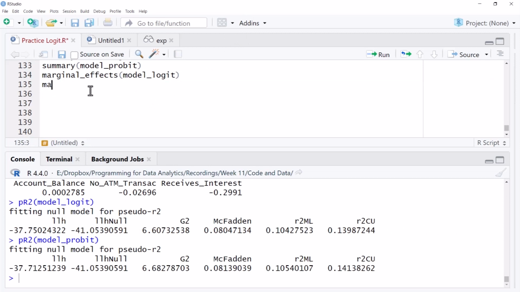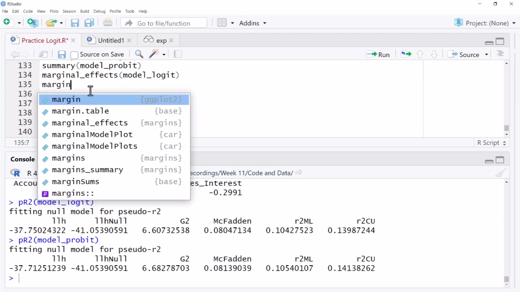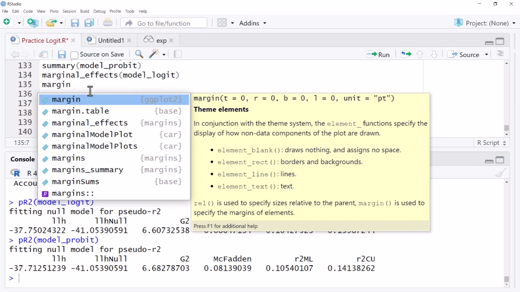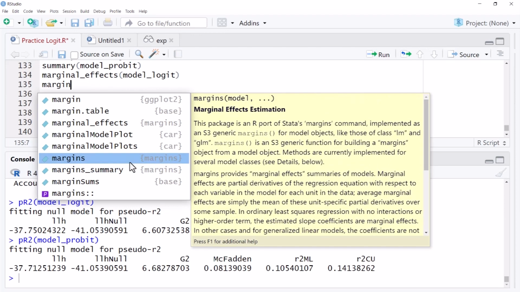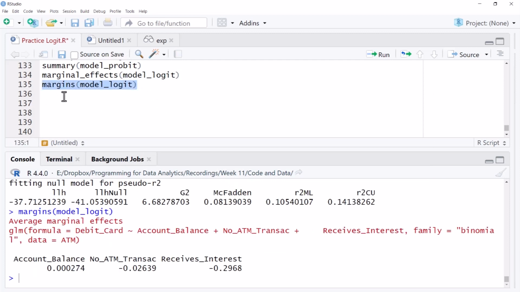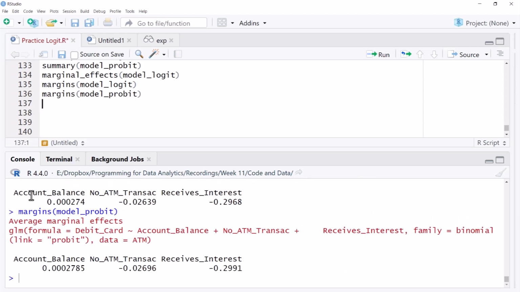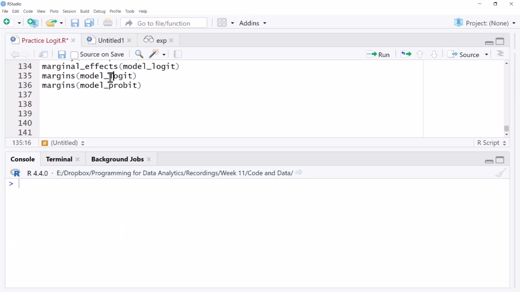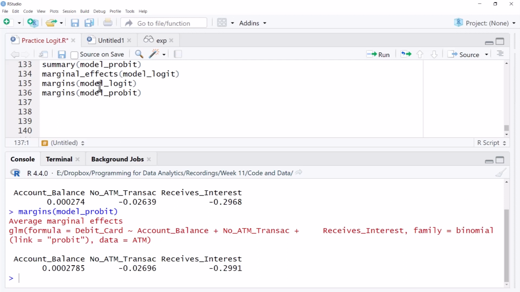So let us compute the margins. These basically give us the marginal effects. So I can compute margins here, model logit. Similarly, I can compute model probit. So their marginal effects are pretty similar if you compare the values for both logit and probit. So you can print your margins at averages. This will give you the margins at averages. Now, these are average marginal effects.